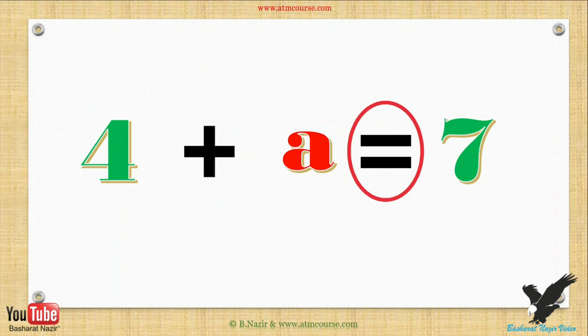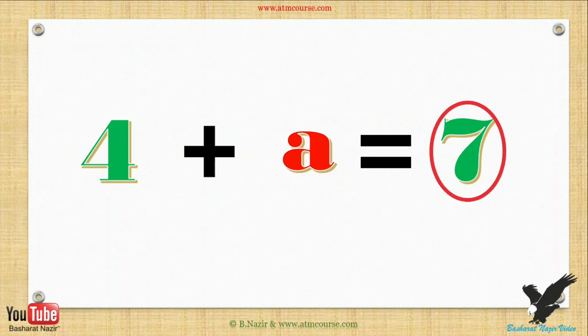Next, we have the equal sign, which tells us that both sides of the equation are in balance, meaning they are equal in value. On the right side is the result already worked out. We have to ensure that the left side also gives us the same result. Next, we will see how easily you can solve this style of equations.